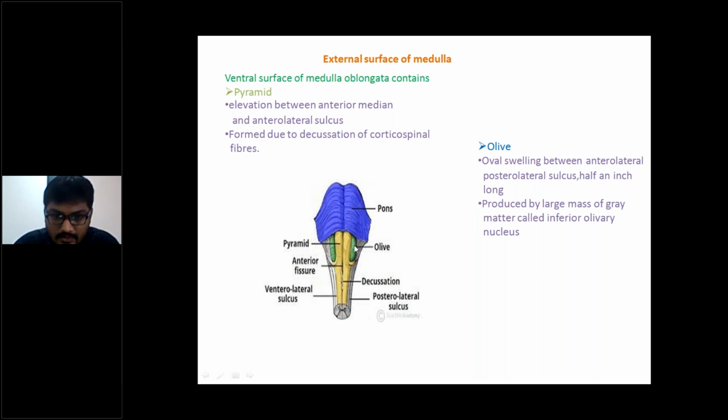So this is olive. This is a large mass of gray matter. It's produced by the large mass of gray matter called the inferior olivary nucleus, right? This is olive. Remember, this is a pyramid. This is olive. Okay. This is pons.